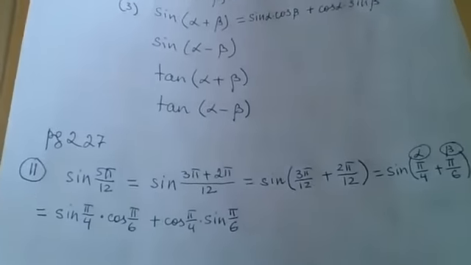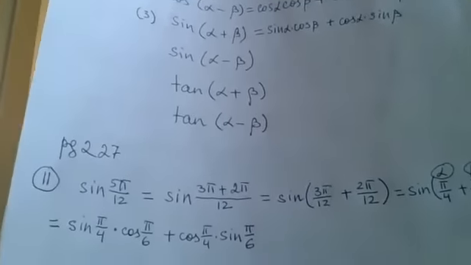So expanding using formula number 3, which is about sine of the sum of two angles, it will be sine of pi over 4 times cosine of pi over 6 plus cosine of pi over 4 times sine of pi over 6. This is what you are getting after you use formula number 3. Can you please write it down?